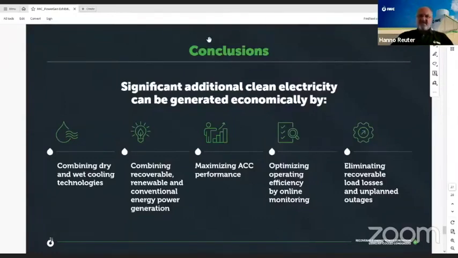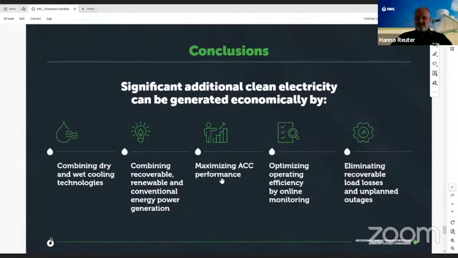So the bottom line, maybe conclusions: significant additional clean energy can be generated economically by combining dry and wet cooling technologies. This is not done often. I know of one plant that's operational in the US, Comanche, that combines dry and wet cooling. There are a number of reasons probably why dry and wet cooling is not combined, but this should definitely be done on every plant. Then combining renewable and conventional energy power generation, I believe, is probably the best way to go in future.